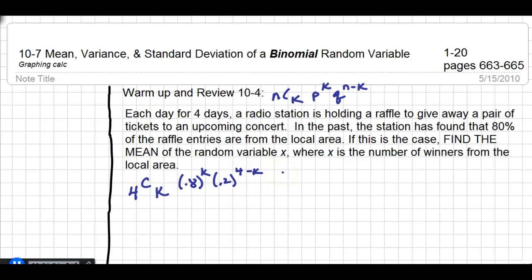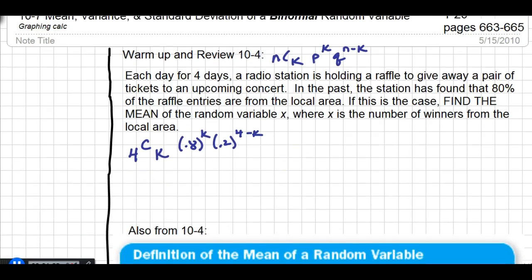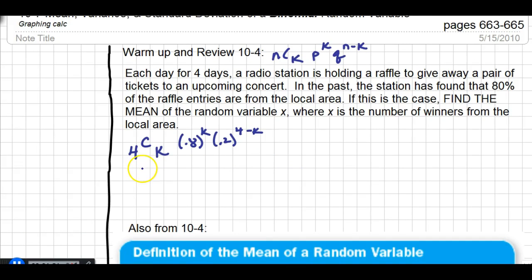And so we're going to make a table that gives us all those different values, and then we can find the mean from the table. Let's do the table here. I used k here. I'm going to switch to x, but know that that value should actually be a k. So it's going to range from 0 to 4.